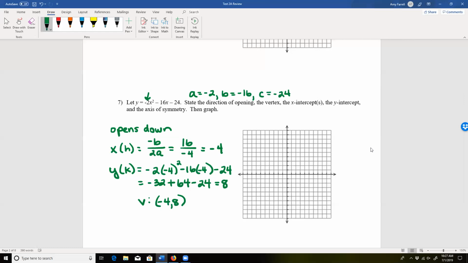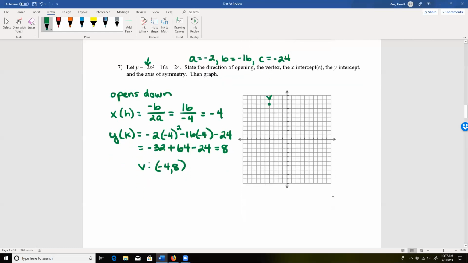So 1, 2, 3, 4, all the way up here to 8. So here's our vertex. I'll label it with a V. Now that vertex is going to be the high point of our parabola because it opens down. So when it opens down, our vertex is a maximum point, or the highest point.